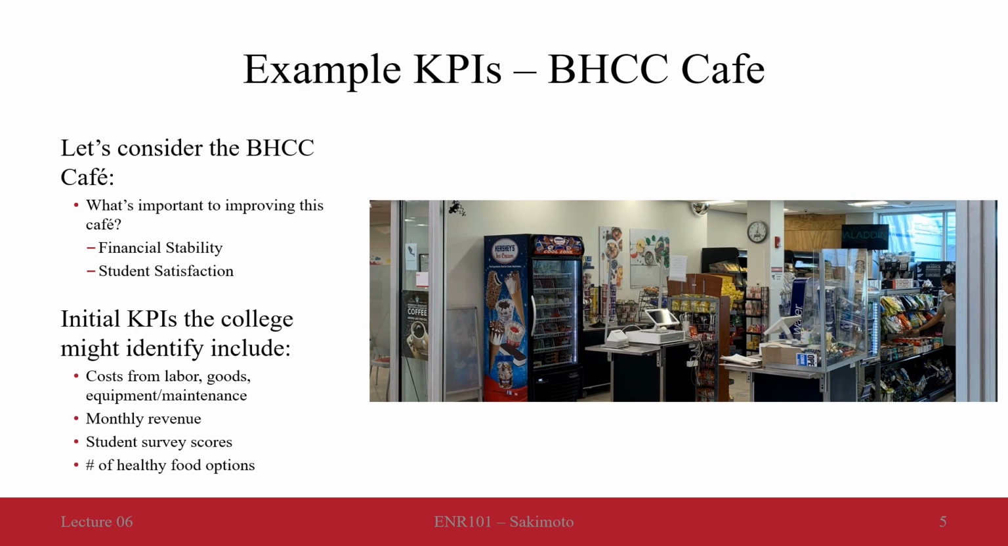But students may have a different set of KPIs that are a little harder to measure, but equally as valid, equally as important. Students might have a rating system. They might take a survey and rate the Bunker Hill Cafe throughout the year. And they may care about other qualitative things like the number of healthy food options, all of which could form potential KPIs, key performance indicators.